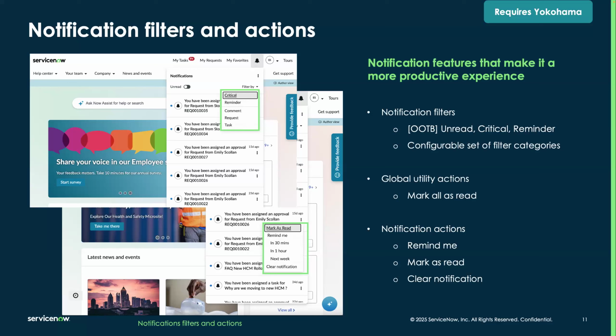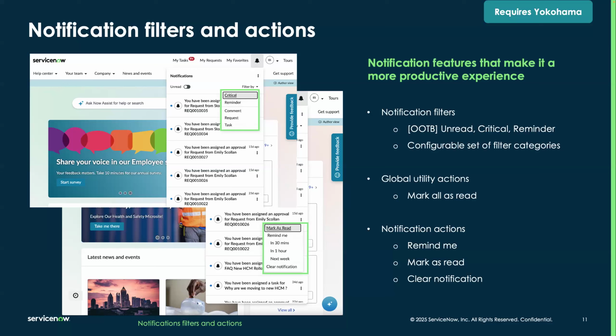Now, besides these standard filters, we also have notification classification filters that can help you narrow down the task and request and comments, right? So in the screenshot, if you see the filter on the top image, I have critical and reminder. These are the standard filters. On the bottom, I see comment, request, and task. These are the classification filters.